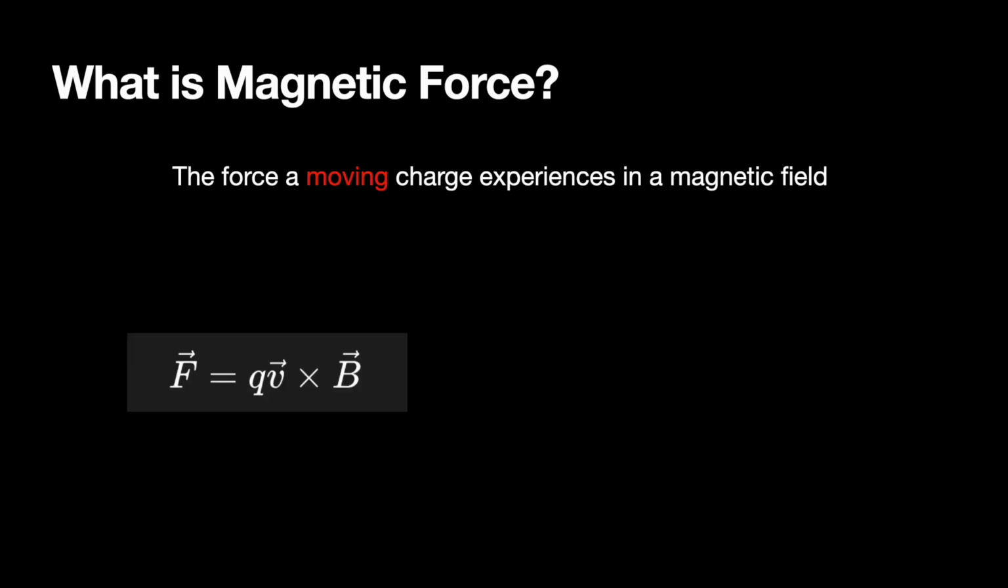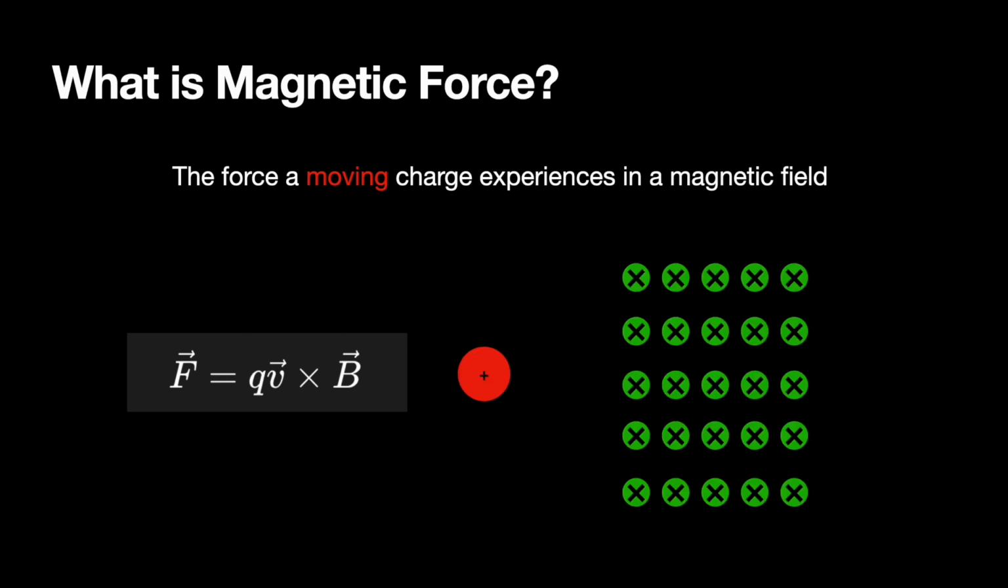Magnetic force is the force a moving charge experiences in a magnetic field. So it's represented by the equation F is equal to Q times V cross B, or QVB sine theta. And what that means is if you have a magnetic field pointing into the page, for example, and the proton moving to the right, when it enters the magnetic field with that velocity, it will experience a force perpendicular to both the velocity and magnetic field vectors, or straight up.